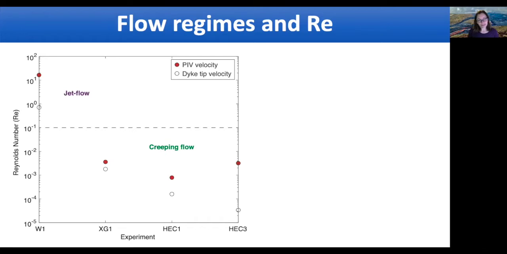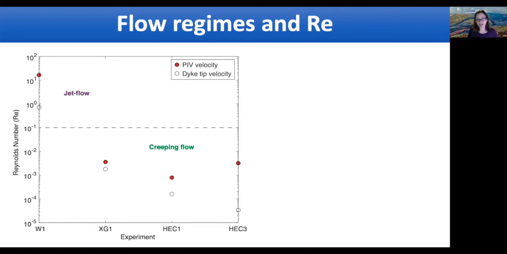So to look at this a little bit more closely in terms of flow regimes, I had a look at the Reynolds number calculations for all these different experiments and used different ways of calculating this. So you might remember from the Reynolds number equation that it includes a velocity term. So the velocity can be gathered from the tip of the dike and how that's changing.